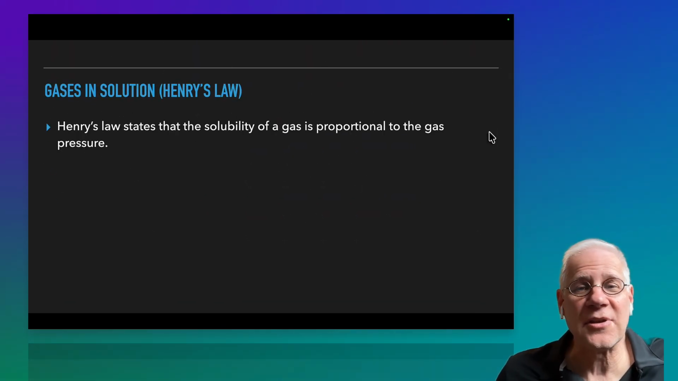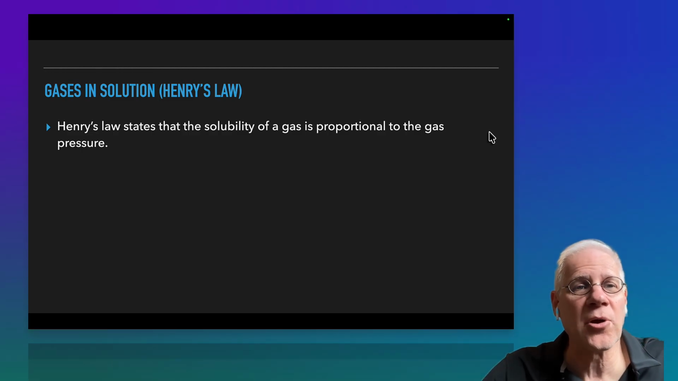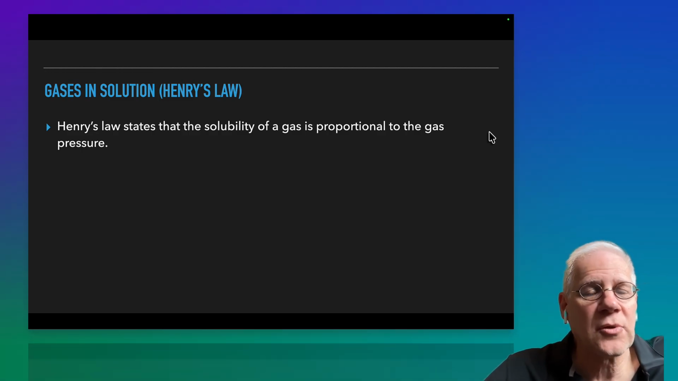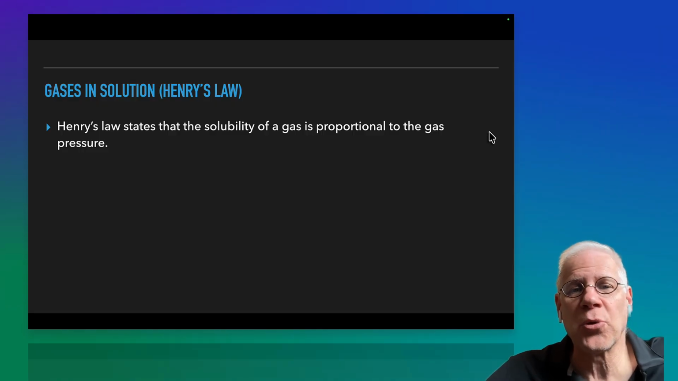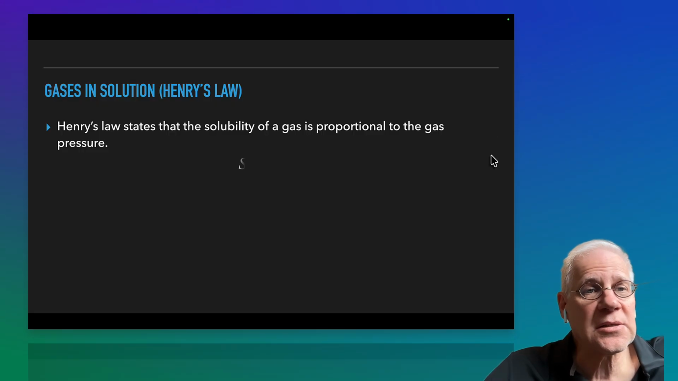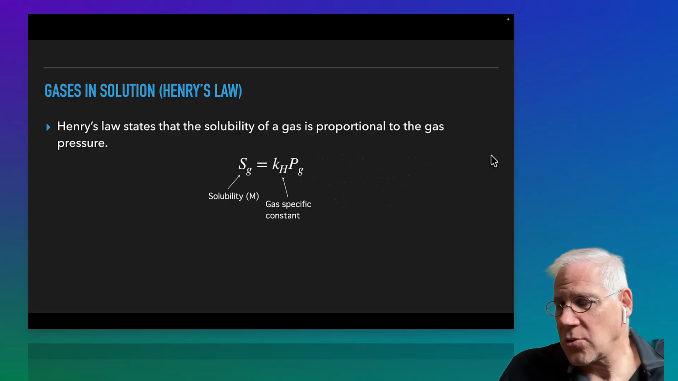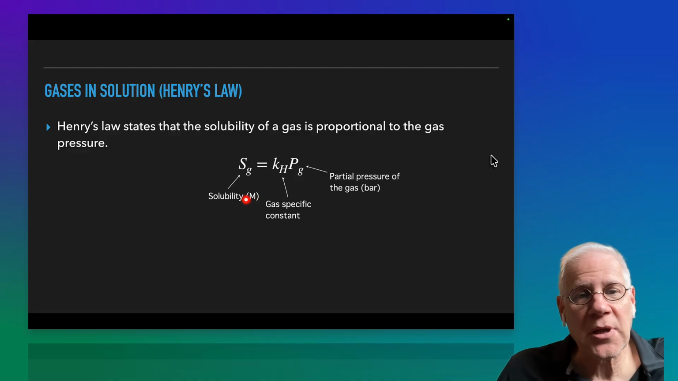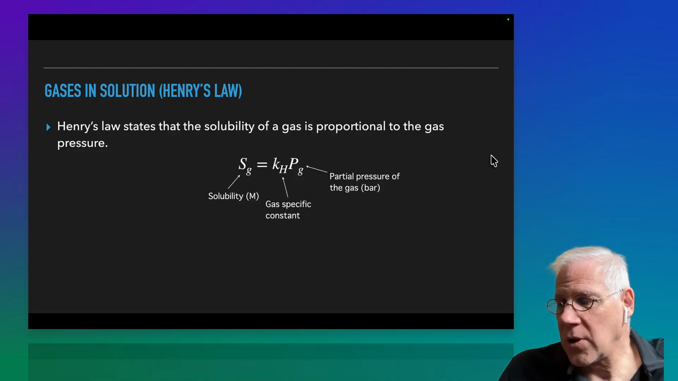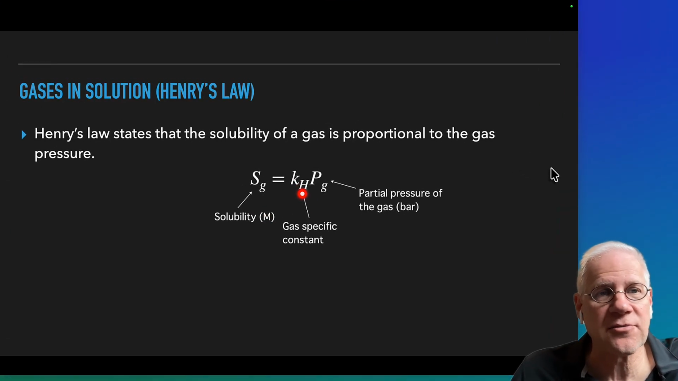So if we're looking at gases in solution, we're going to look at something called Henry's law, and that primarily deals with pressure. So Henry's law states that the solubility of a gas is proportional to the gas pressure. It's a nice, simple equation. So we have Sg, which represents our solubility of that gas in terms of molarity, so moles per liter of solution. We have the Henry's law constant, Kh, so K for the constant, H for Henry.